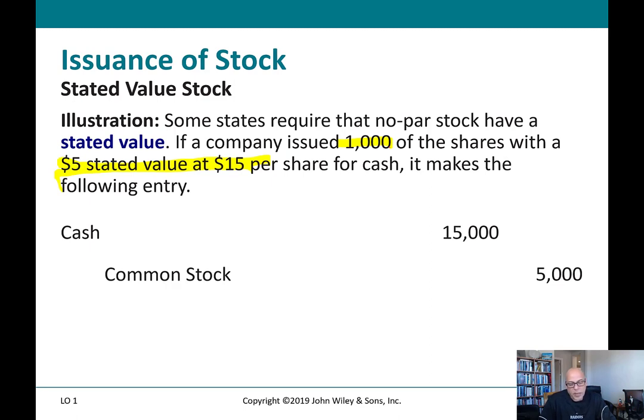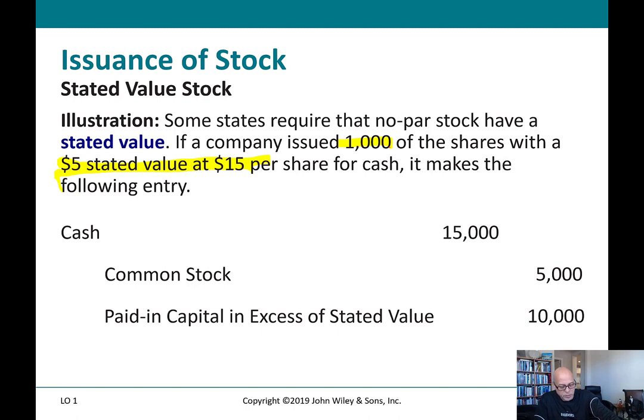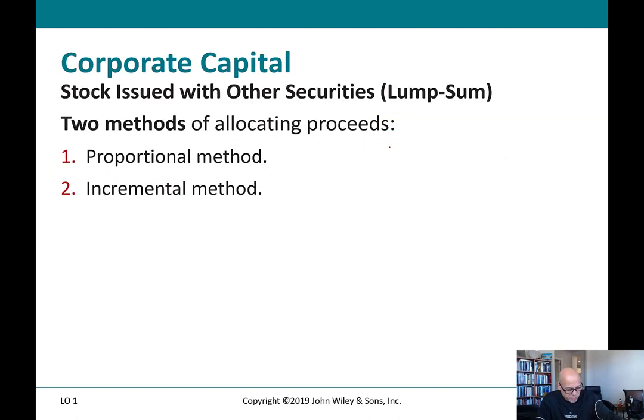The common stock, we didn't have a par, but we had a stated value, but it's as though we had a par value, 1,000 times the $5, and then the remaining $10 per share times 1,000 shares is 10,000. Okay, easy stuff, guys. I'm not going to litter your midterm with stuff like this. I might have one question like this. I think this is very well covered from introductory, right? Okay, no big deal there.